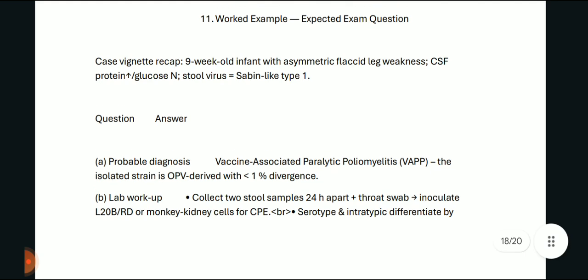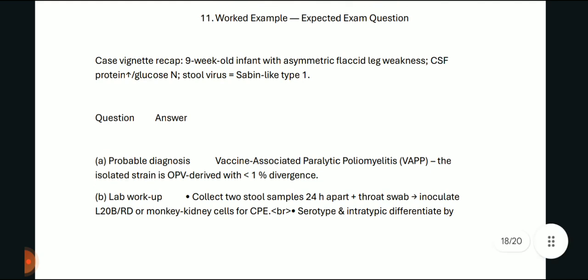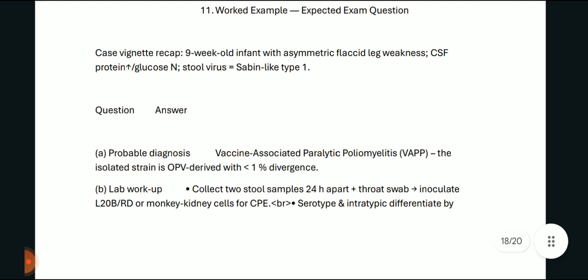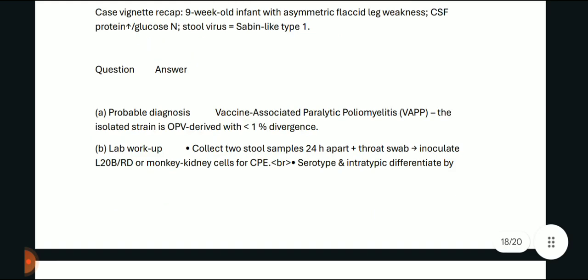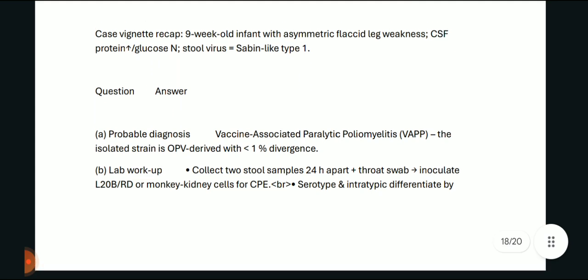Now there is an exam question like how will you get the case of poliomyelitis? There is a case. A 9-week-old infant with asymmetric flaccid leg weakness. In CSF we see more protein and glucose is normal, and stool viruses are Sabin-like type 1. So what's the probable diagnosis? The probable diagnosis is vaccine associated paralytic poliomyelitis, VAPP. The isolated strain is OPV derived with less than 1% divergence.